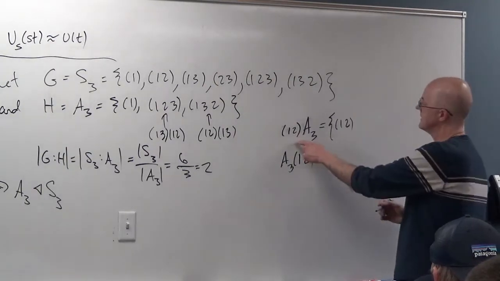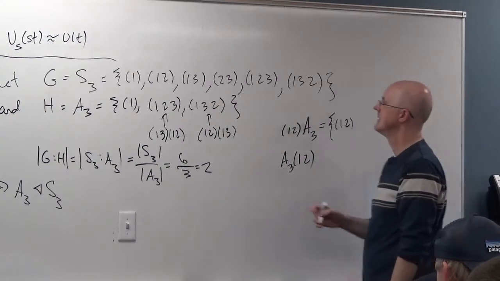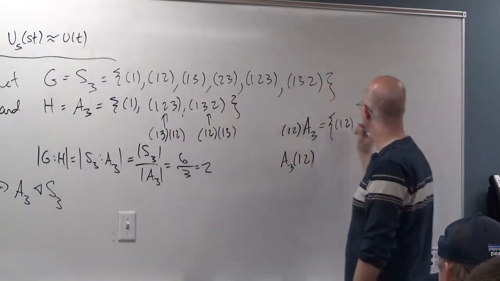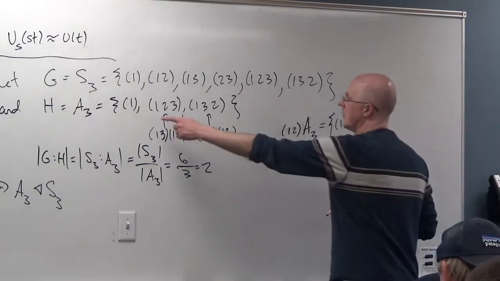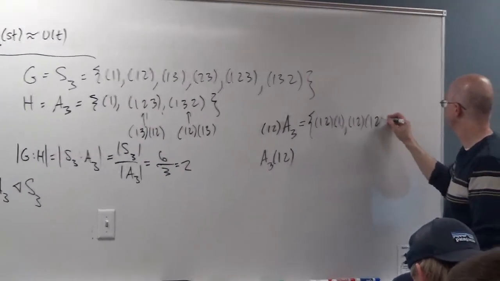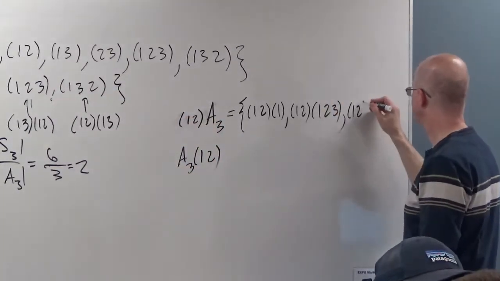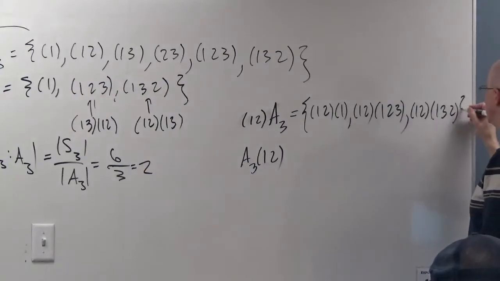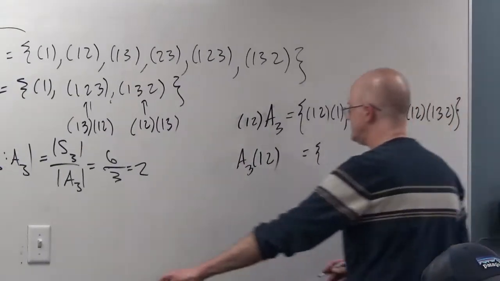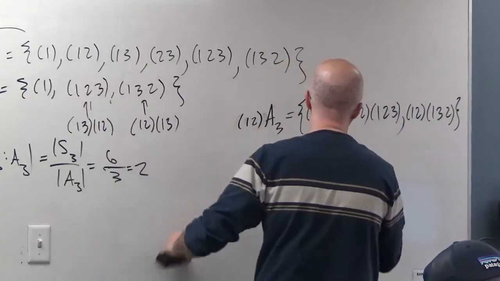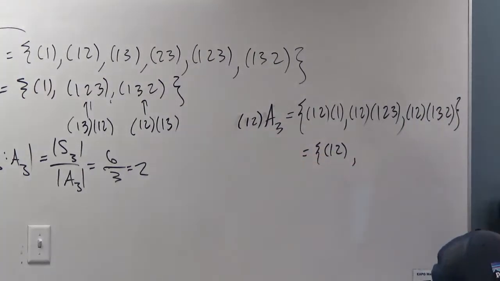So I'm composing (1 2) on the left here with the left coset. I'm looking at A3 as well, so I first compose this with the identity. Then I compose it with (1 2 3), that 3 cycle. Then I compose it with (1 3 2). And let's see what I get when I do that computation. Simplify. The left coset containing (1 2) does indeed contain (1 2).